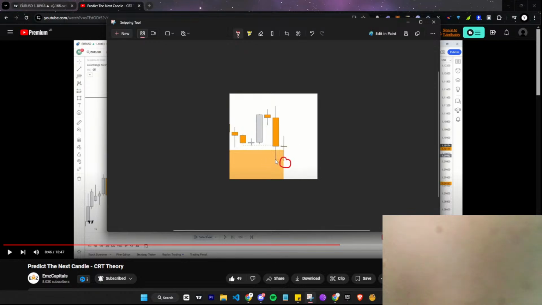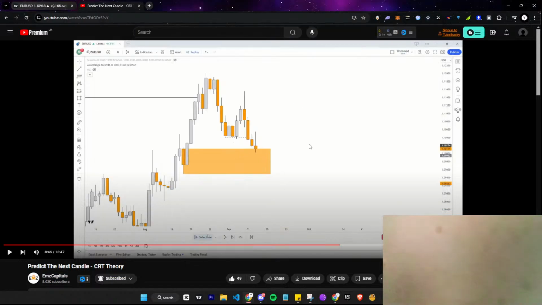So basically, just don't do this right here. Wait for a confirmation candle, for example a low to be swept by another low, like this, as you guys can see, and then go higher towards here. Now this is pretty obvious, as you guys can see.